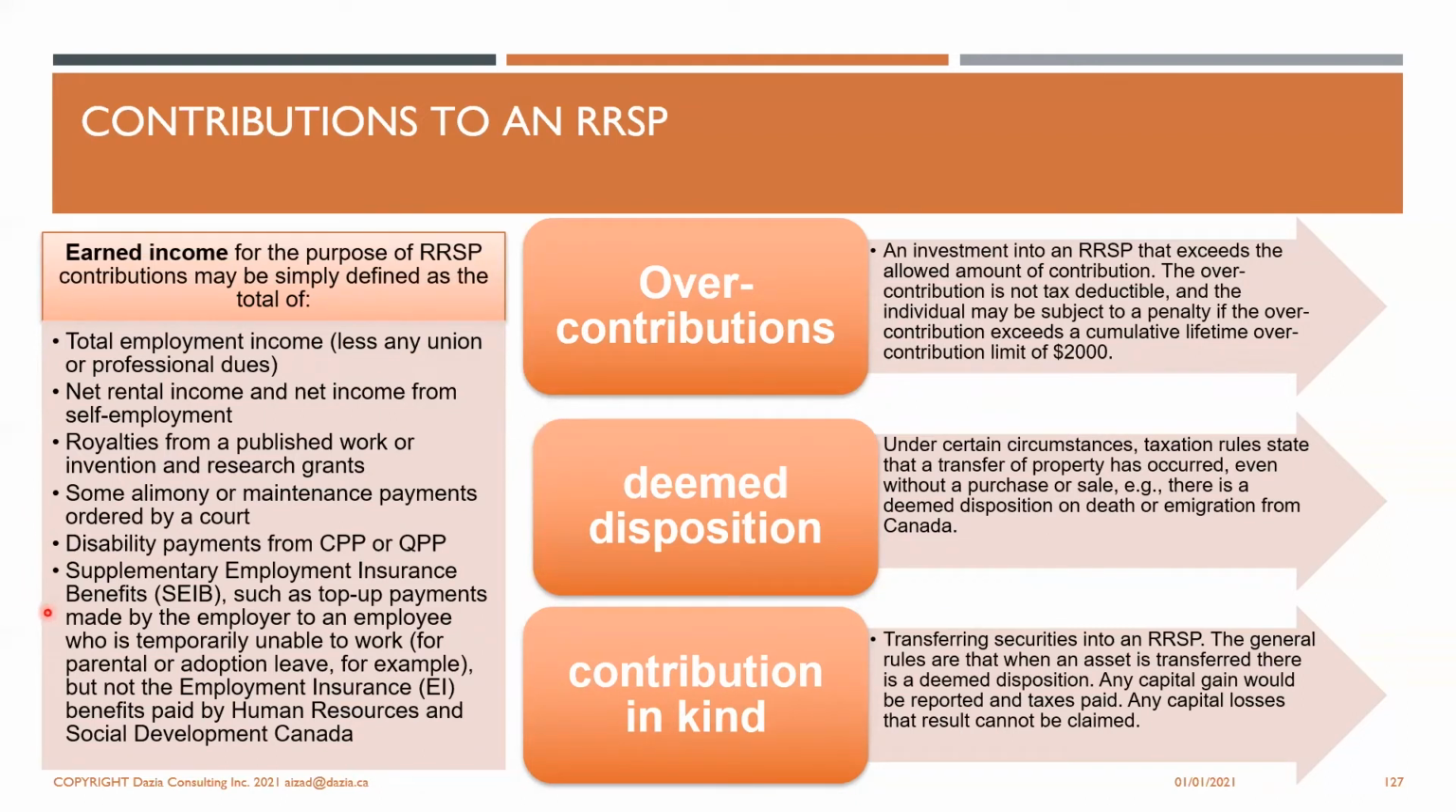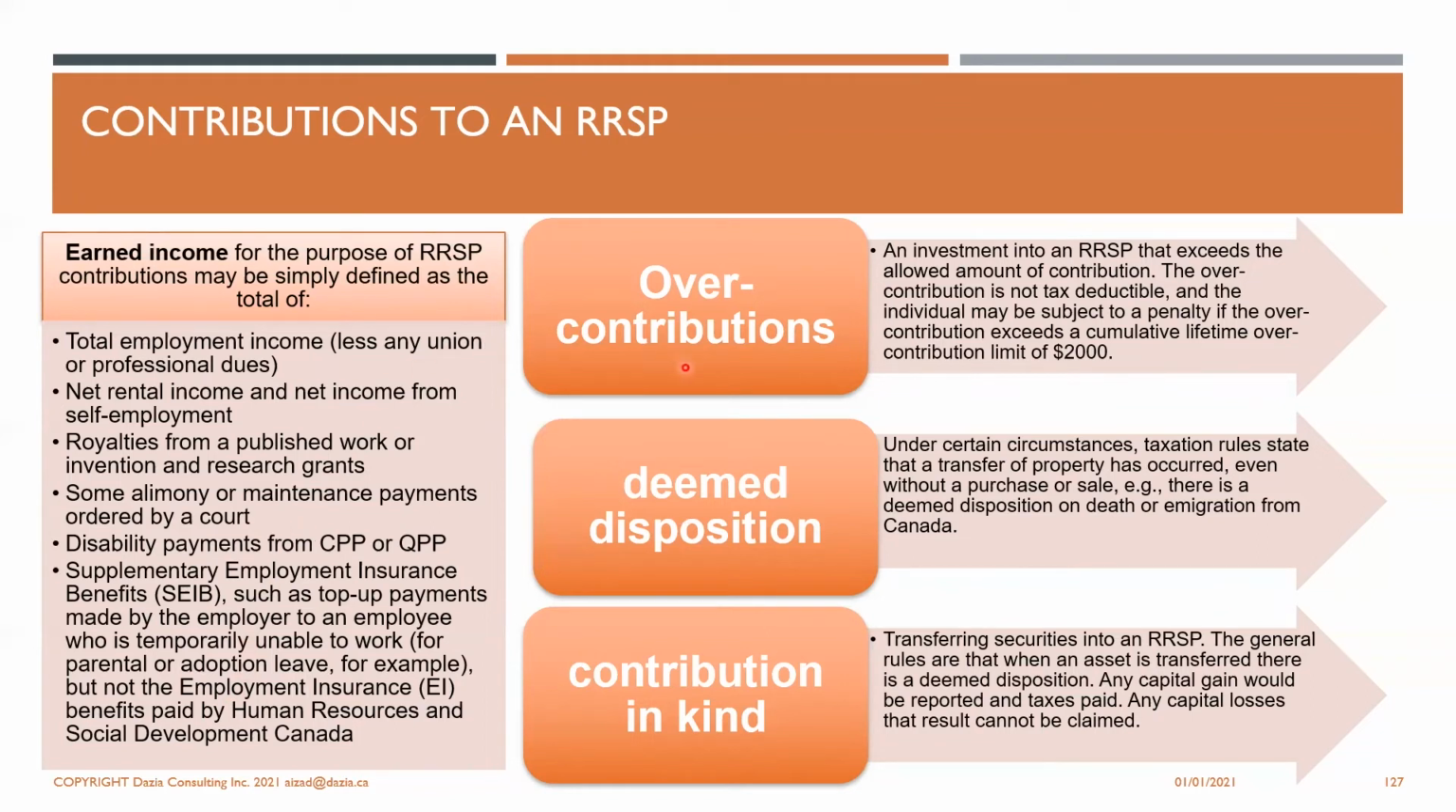Then supplementary employment insurance benefits, like top-up payments made by the employer for somebody who's unable to work, for example due to parental leave or adoption leave. If the company is adding extra to your payment, that is called supplemental employment insurance, and that is also considered earned income. So as you can see, all these factors may result in a higher RSP contribution. Obviously, you'll be claiming this income in your taxes, and based on that, your RSP will be calculated.